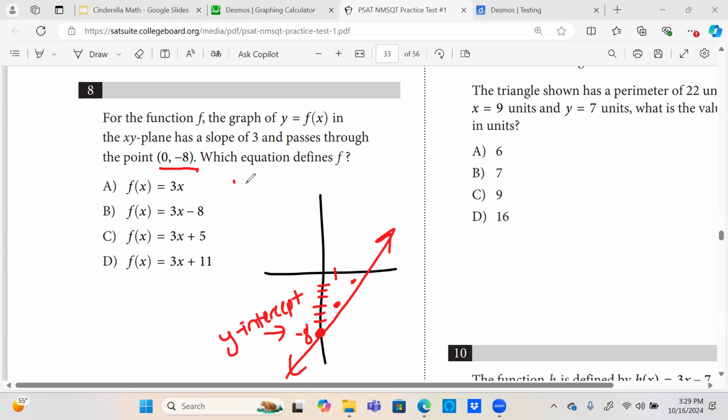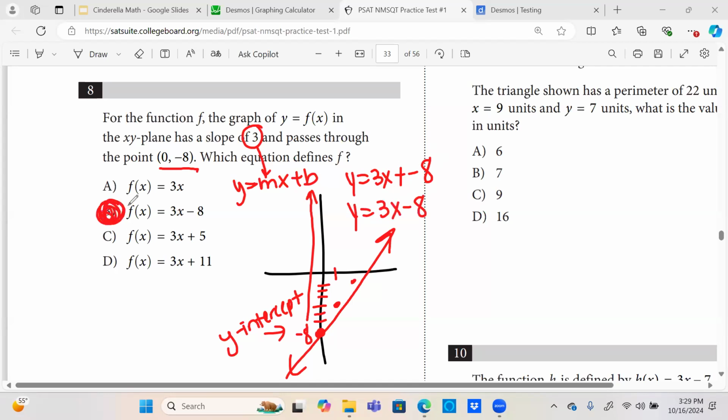So when you think of y equals mx plus b, that is your b. And then they already told you the slope. So y equals 3x plus negative 8. But again, the plus minus looks clunky. So we know that can really be minus. So you could think of it more algebraically, or you could think of it graphically. Same answer, choice B.